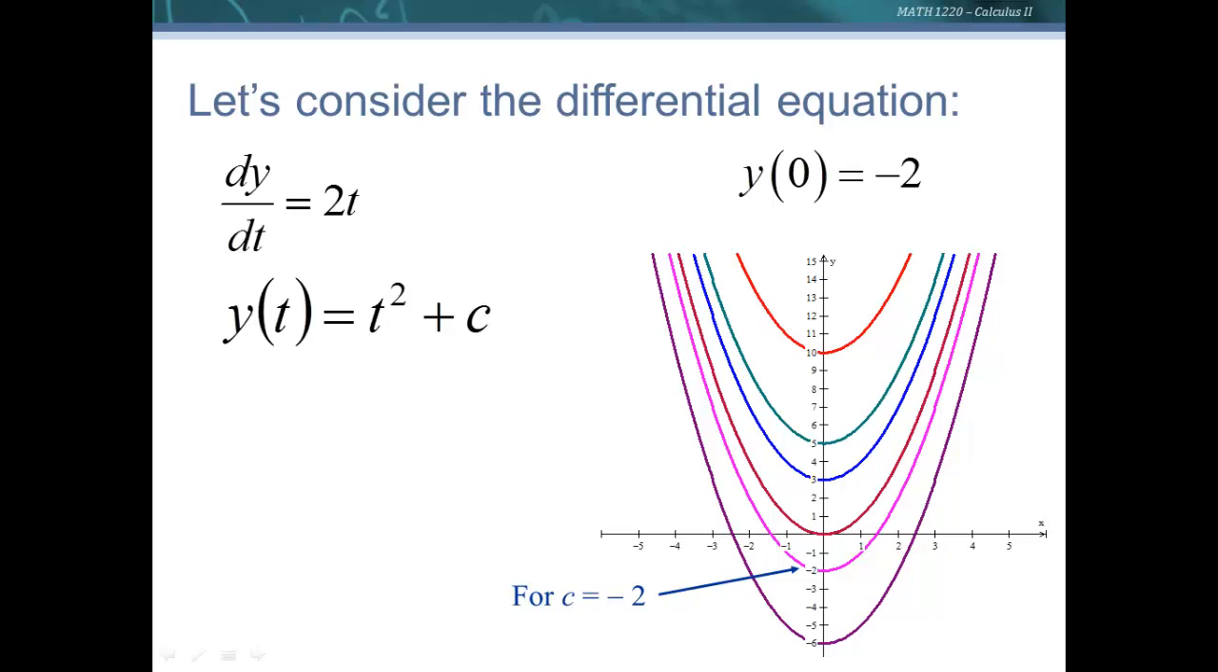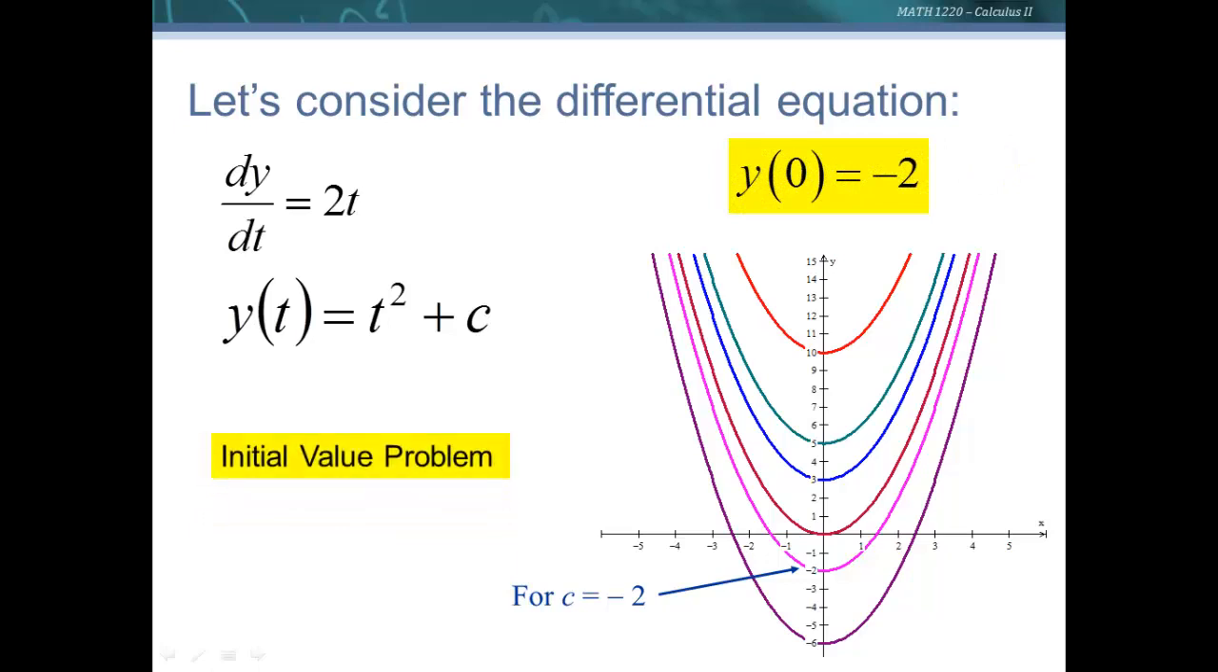When we are given a value like this, it's called an initial value problem. We give an initial value at t equals 0. This function value is -2. That's also abbreviated IVP, and that stands for initial value problem. So if you see in the directions to solve the IVP, you'd know what to do.